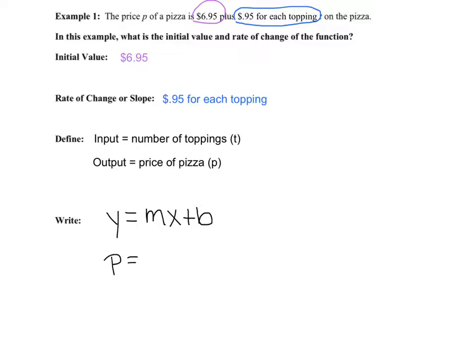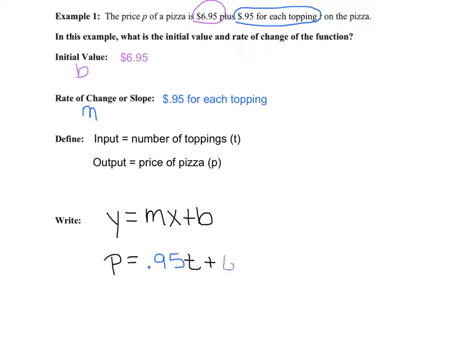Equals, your m is your rate of change. We identified our rate of change as 95 cents a topping. So put 0.95. Our x is our input value, which is the number of toppings, which we said is T. Plus, our b is equal to our initial value.